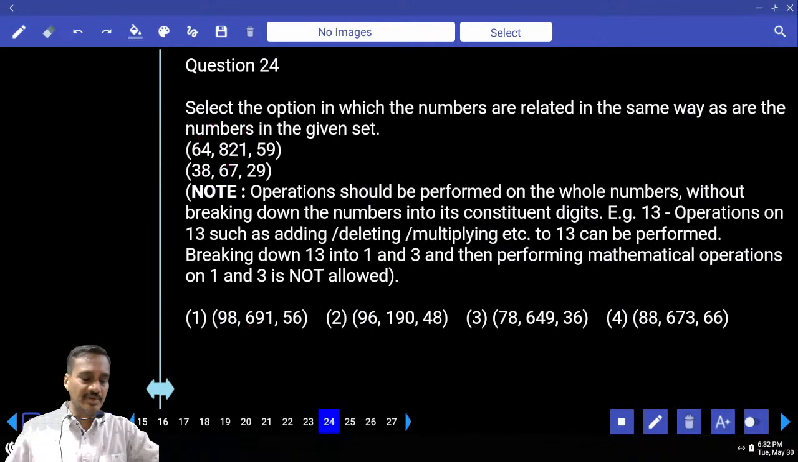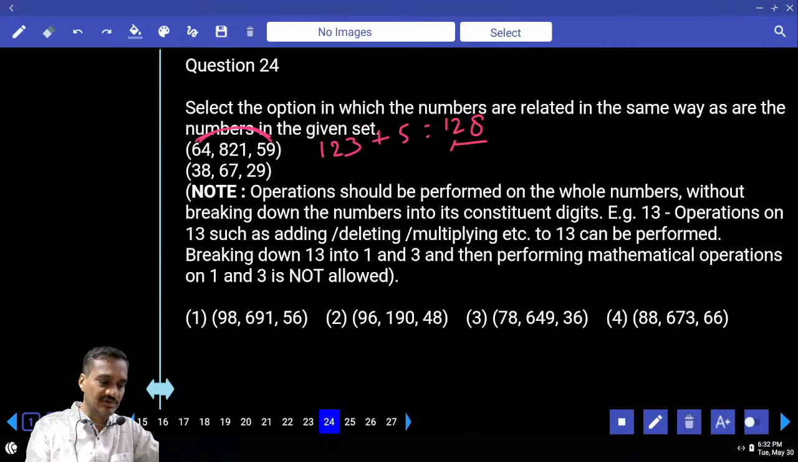Then my next one. This is one way of doing this one. The other way is, what is the number here? 64 plus 59 is 123. Isn't it 123? The difference between these two is 5, and 123 plus 5 is 128. Now 128 written in the reverse order is the number.